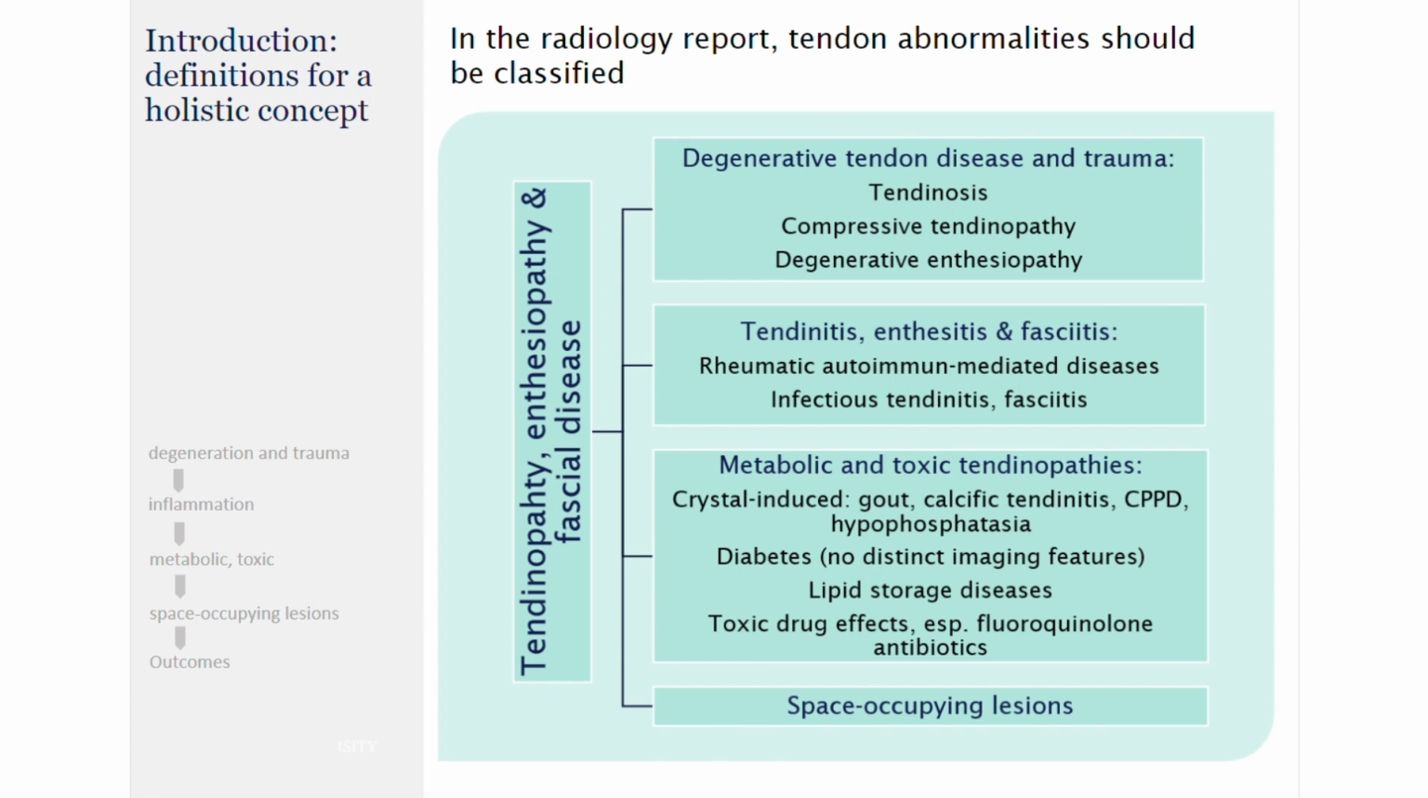And after all, tendons are collagen fibers, and we should view that topic together with diseases of the anatomic fascia. And these umbrella terms cover 4 types of tendon diseases. Degenerative tendon disease and trauma, that is tendinosis or degenerative enthesiopathy or compressive tendinopathy.